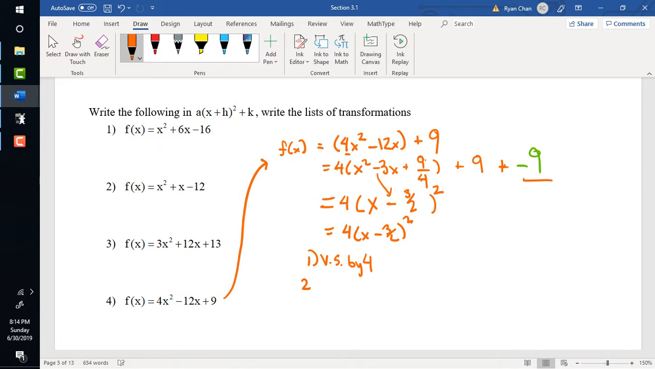And then I'm going to the right by 3 halves. So what is my vertex? Okay, so if you notice, there's no addition or subtraction outside, so my y-coordinate is 0. And then my x-coordinate is 3 halves. And then an axis of symmetry is x is equal to 3 halves.